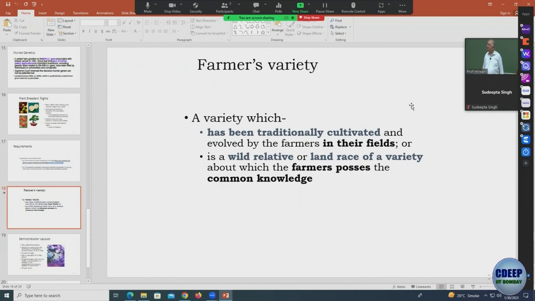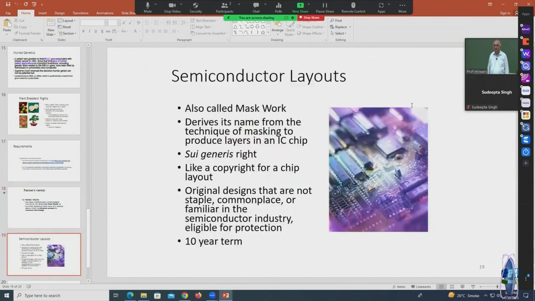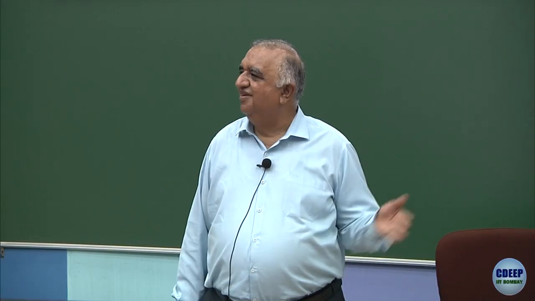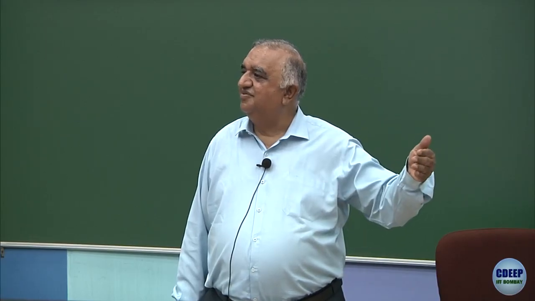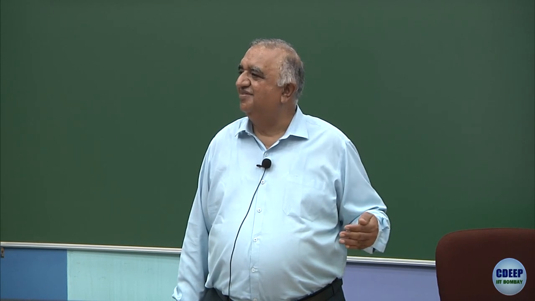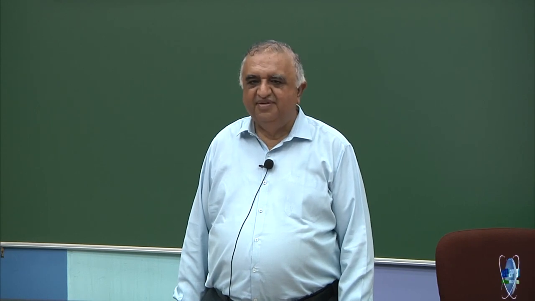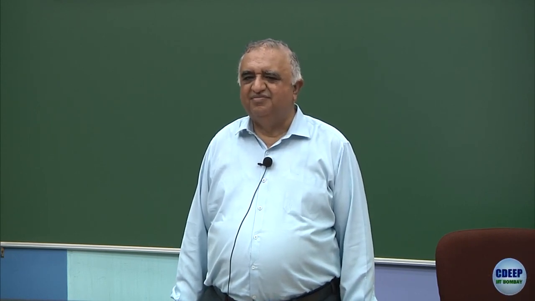And what is that farmer variety which I talked about? A variety which has been traditionally cultivated and evolved by farmers in their fields. There is a wild relative or landrace variety, which the farmer possesses common knowledge of. Actually, in yesterday's Times, there is an article about one of the farmers who has been given the Padma Shri. In Kerala, he has preserved 55 wild rice varieties. So, this is in a nutshell biotech.